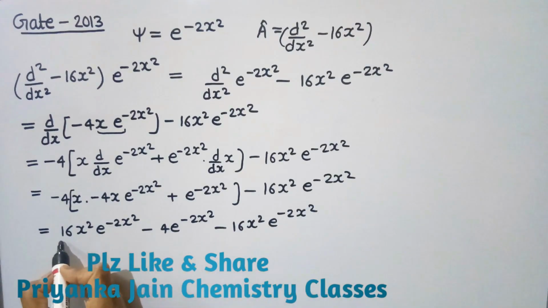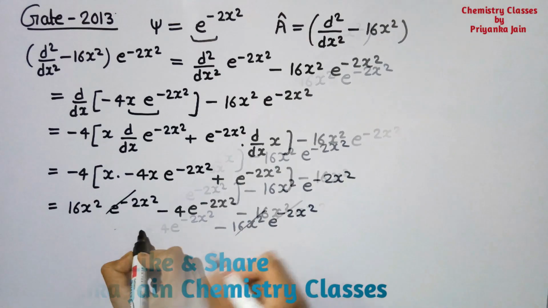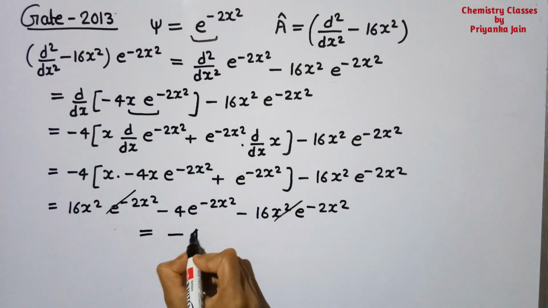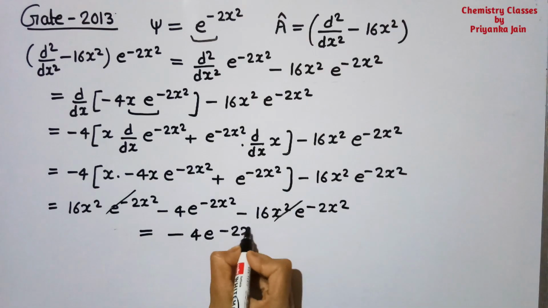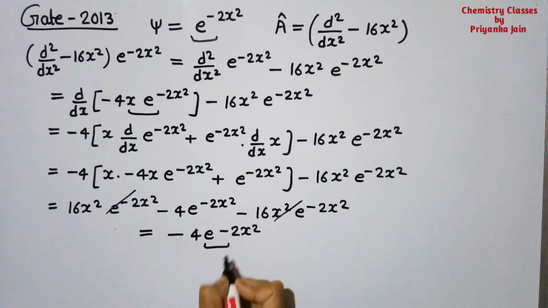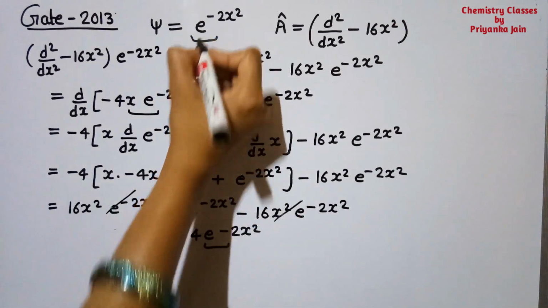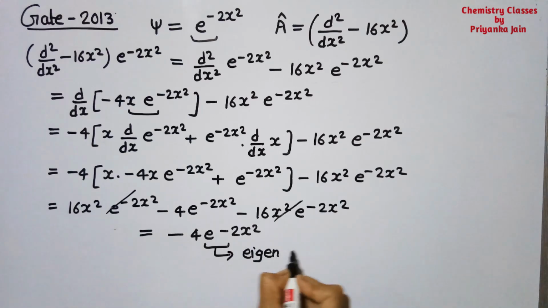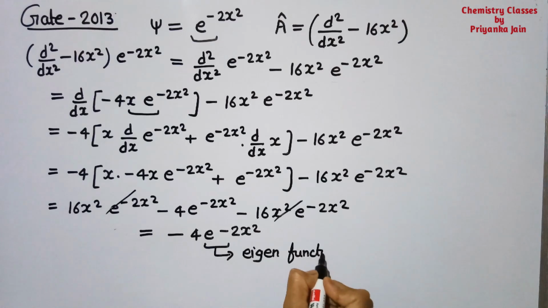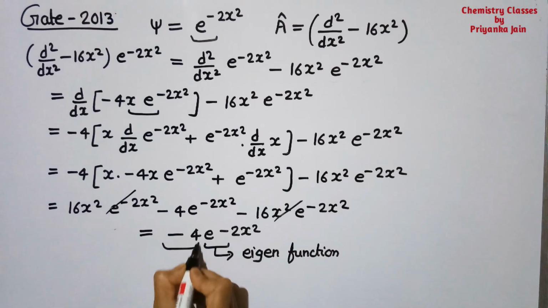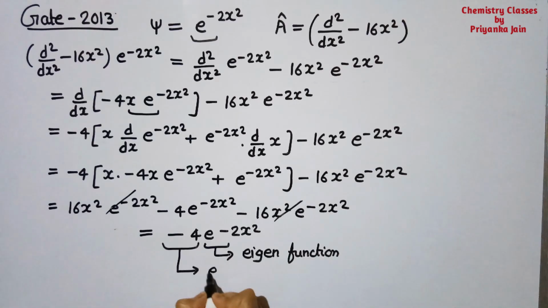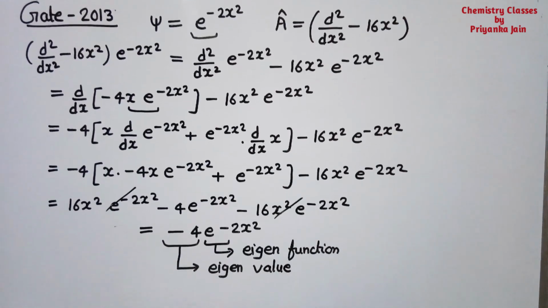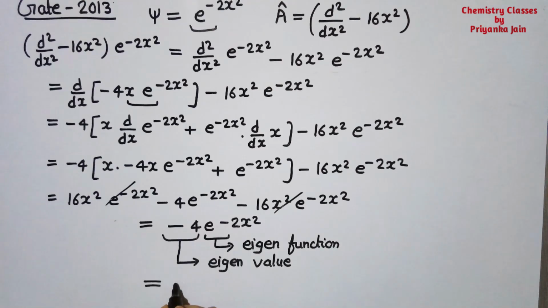Okay, now see here, this is plus term and this is minus term, so it will cancel out. So now we have minus 4 e to power minus 2x square. Okay, and this term we are getting as it is. So this term is now our eigen function. And this constant value that we are getting is our eigen value. So what is our eigen value? This is minus 4. Okay, so this is our answer.